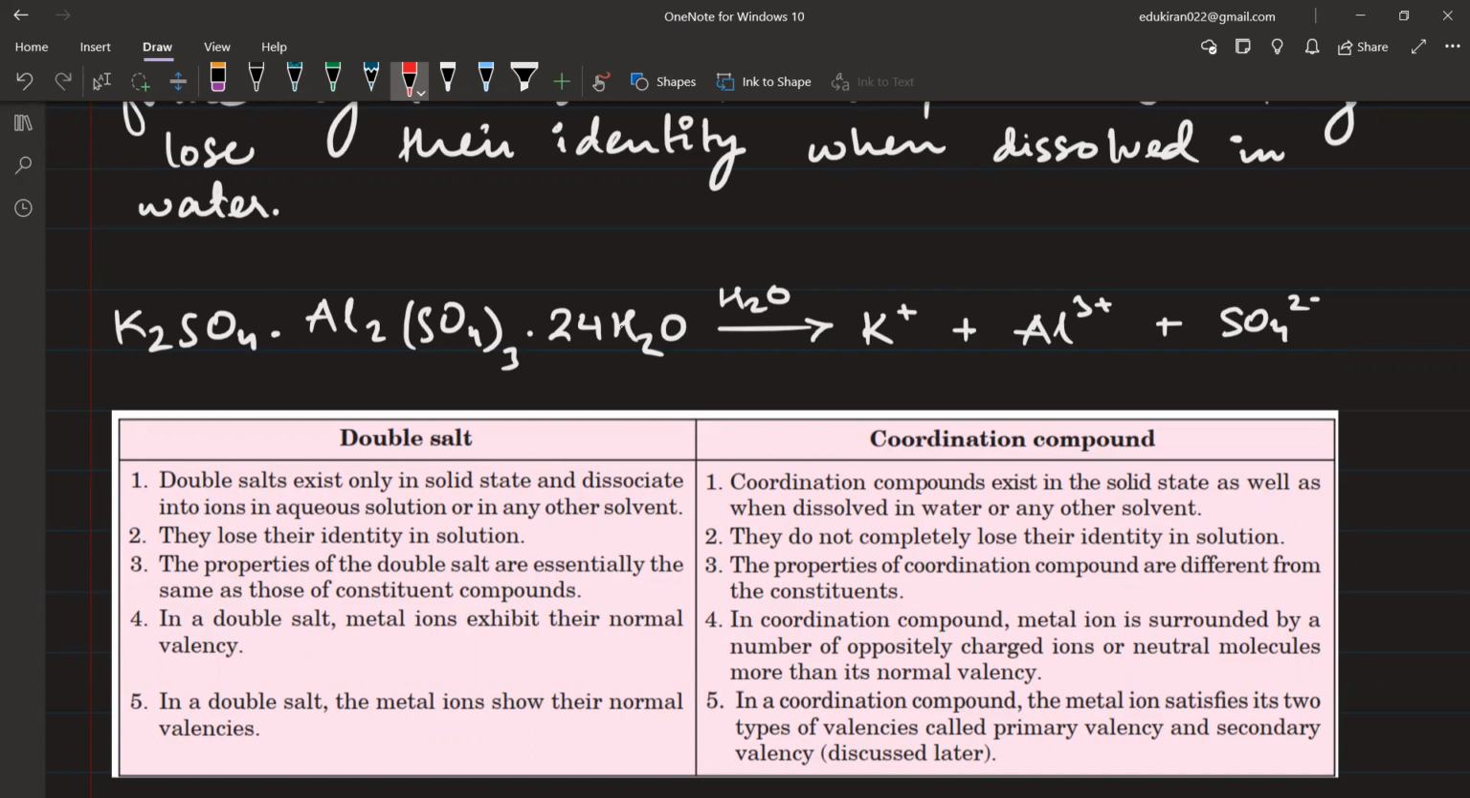Also, write this down: normal valency, and this primary valency and secondary valency. I will discuss it after a while, okay? But write that down right now only.